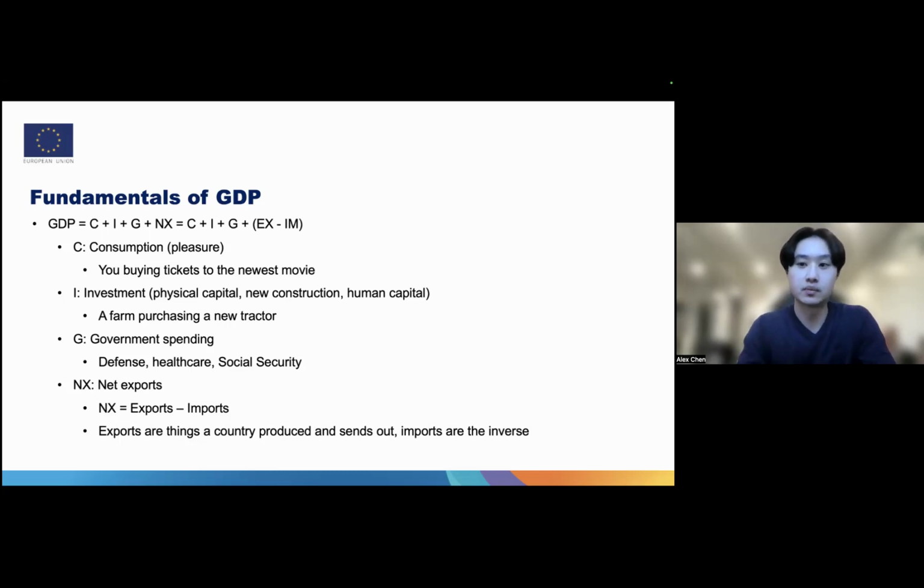And so that first bullet point, GDP is equal to C plus I plus G plus NX, is where C is consumption. And so consumption is anything that people purchase for pleasure. So, for example, you buying tickets to the newest movie would count as consumption, and it's the biggest part of GDP for a lot of countries.